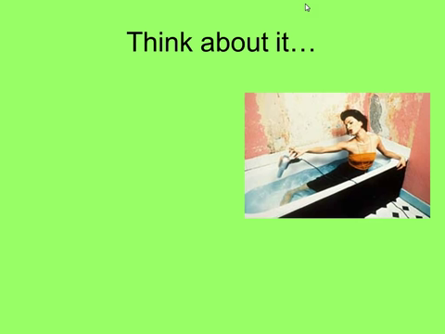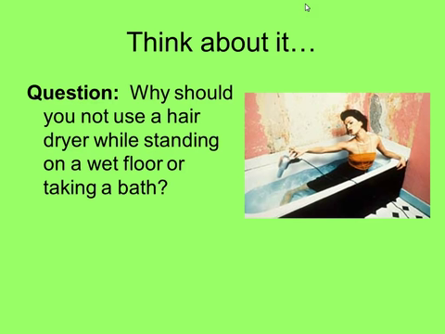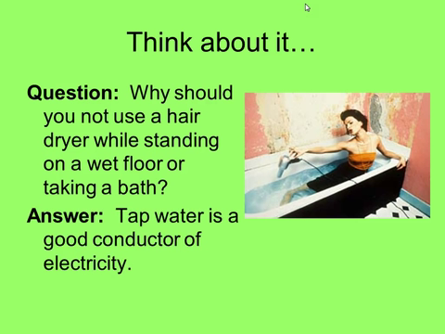What is she holding in her hand? It is a hair blow dryer, right? So, why should you not use a hair dryer? Electricity goes through water like tap water. Tap water is a good conductor of electricity. And so it will conduct electricity through you and it will hurt you. Why should you not use a hair dryer while standing on a wet floor? Not a good idea.